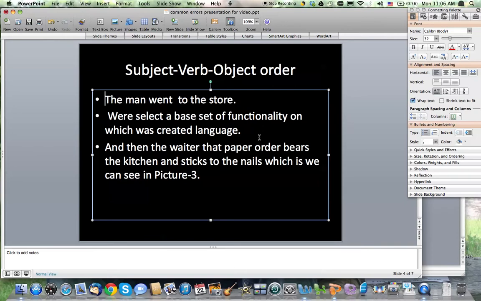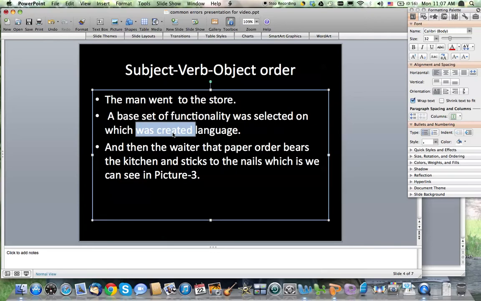That was just my own example, which obviously was a very simple example. But here are some real examples. The next one here, were select, a base set of functionality on which was created language. We have a couple of problems here. We start with a verb. Where's the subject? Well, this is the subject here, so we need to move that to the beginning. Right there. A base set of functionality, and a base set seems like singular, so let's make it was selected. There's our verb, on which was created language.